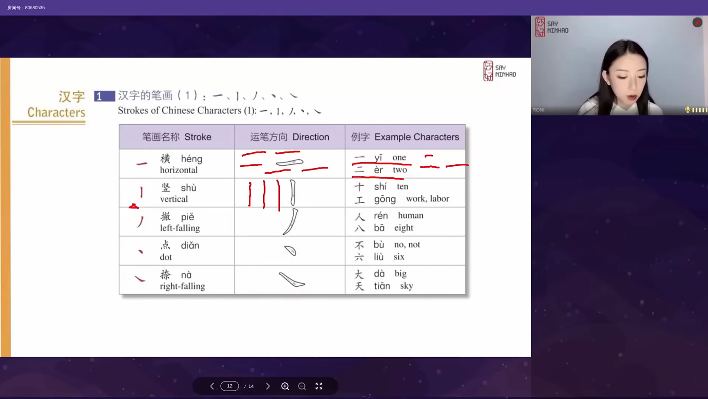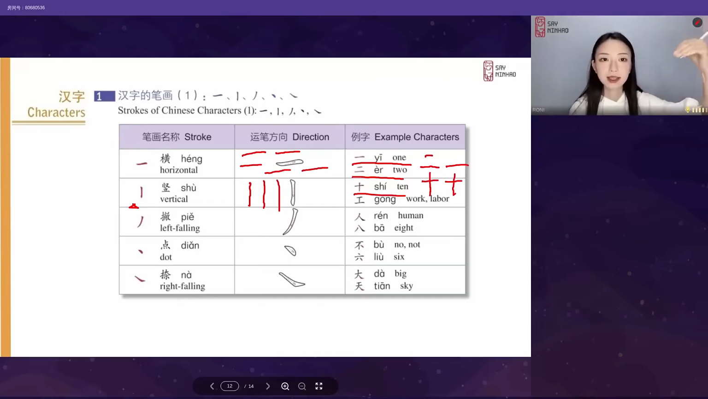Now let's see the examples. First one is 十, which means 10. For 十, first we write the horizontal and then put a vertical here. That makes a 10 in Chinese. 十: horizontal, vertical. This is 10 in Chinese.